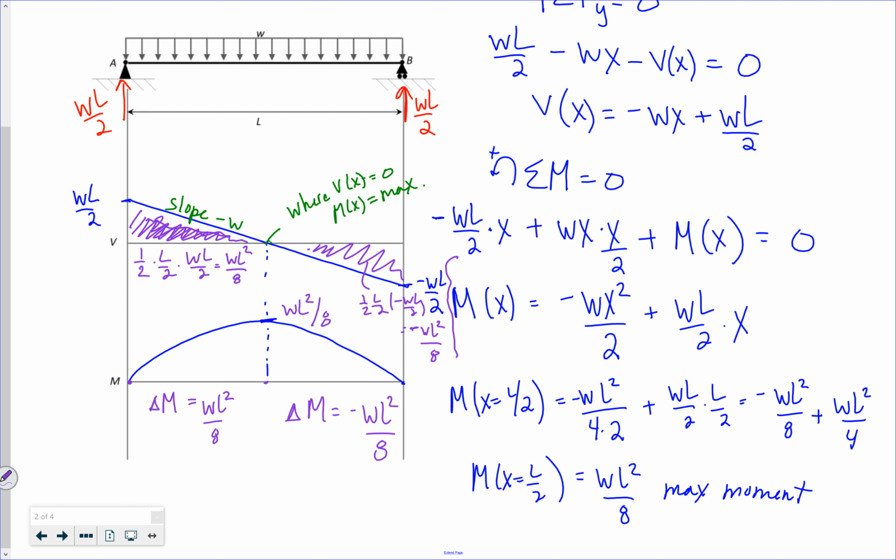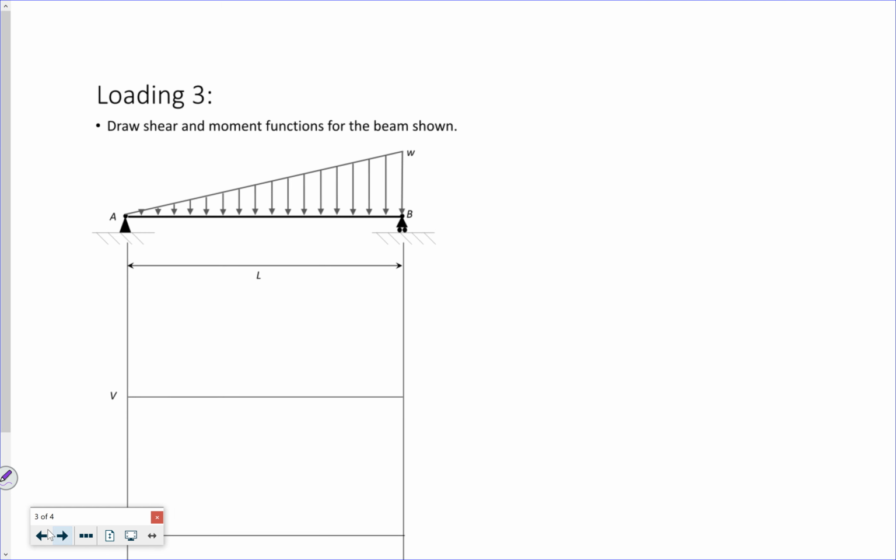Okay. Finally, the trickiest of all. Not finally, because we have one more after this. I have a triangular distributed load.